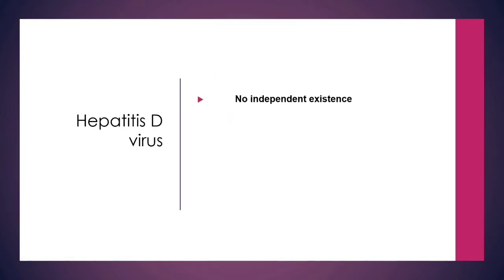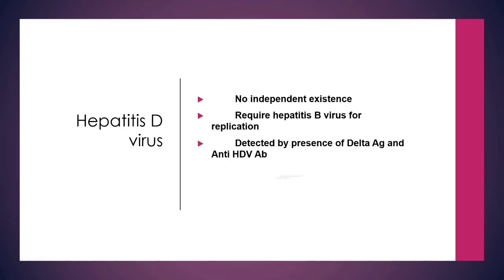Hepatitis D: there is no independent existence. It requires hepatitis B virus for replication. Detected by presence of delta antigen and anti-HDV antibody. Vaccination against hepatitis B prevents hepatitis D.